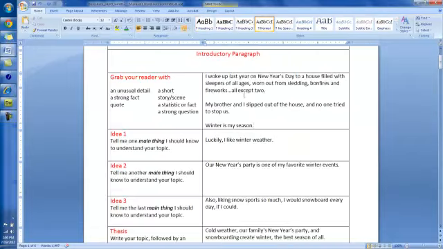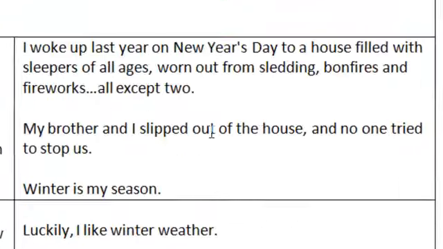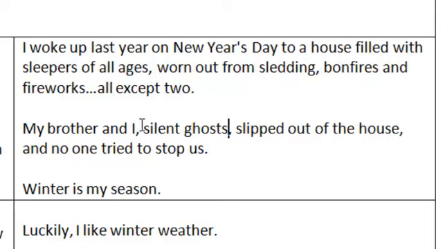In my introductory paragraph, I have this sentence: my brother and I slipped out of the house and no one tried to stop us. I could put, my brother and I slipped out of the house, silent as mice. But that would be a very common metaphor or simile. So this is what I'll do instead. I put in the words, silent ghosts. My brother and I, silent ghosts, slipped out of the house.